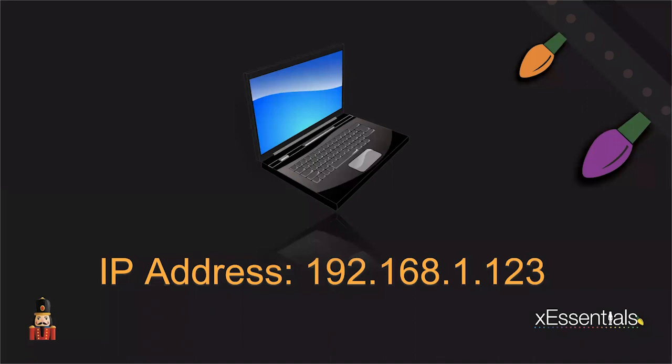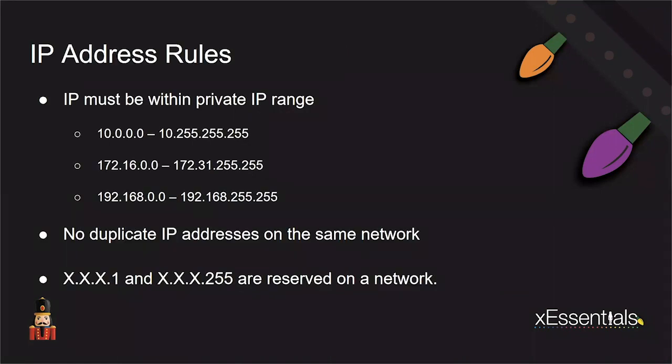192.168.1.123. So an IP address is made up of 4 numbers, and they all range between 1 and 125, and they're called octets. Sometimes you'll hear people refer to them as that. So looking at our IPs, there's a couple rules that go along with our IPs. The first is what numbers we can use on our home network or our show network.